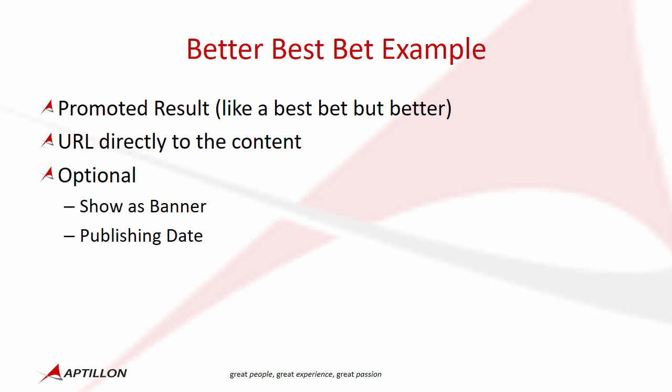So in our better best bet example, we used a promoted result. We had a URL that went directly to the content, and then we showed that content as a banner because the content was prepped to be shown inside the display template for the best bet. And we also set a publishing date so that that content would expire.